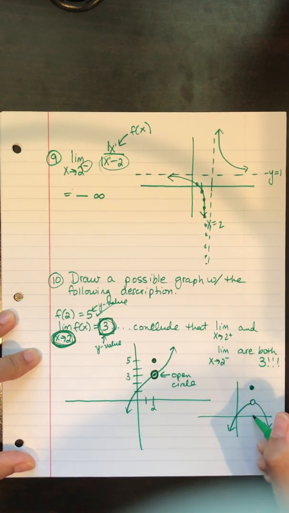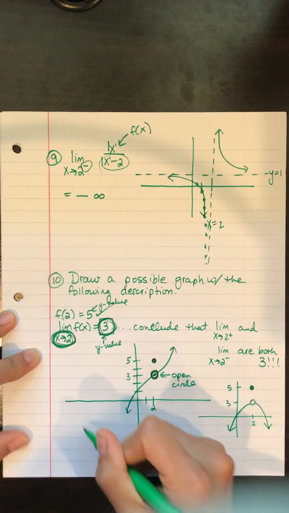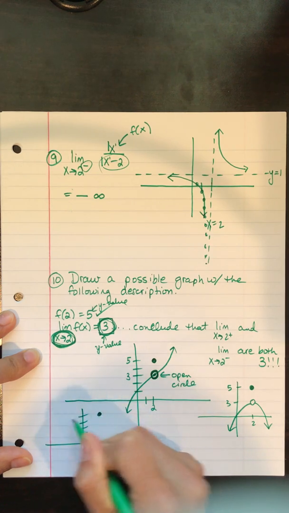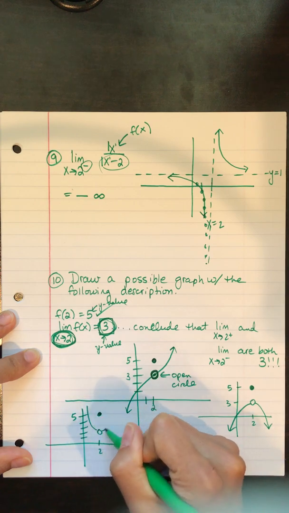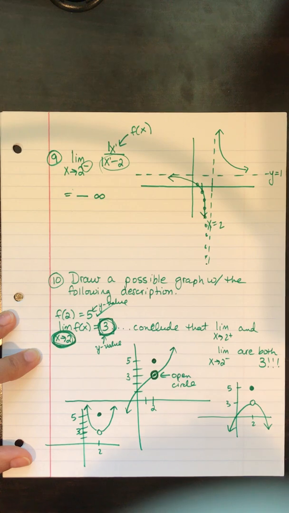Other possible drawings? Dot at 5? There. That's another one. There are so many possible ones. You could do this way. 1, 2, 3, 4, 5. Put a dot at 5. And go like this. These all work, so this is 3, let's say.